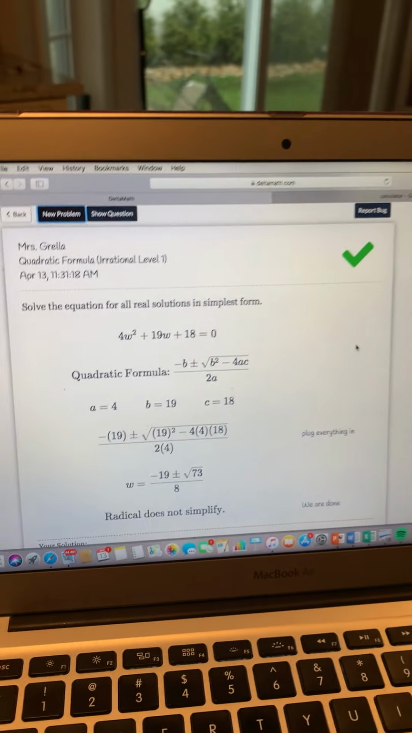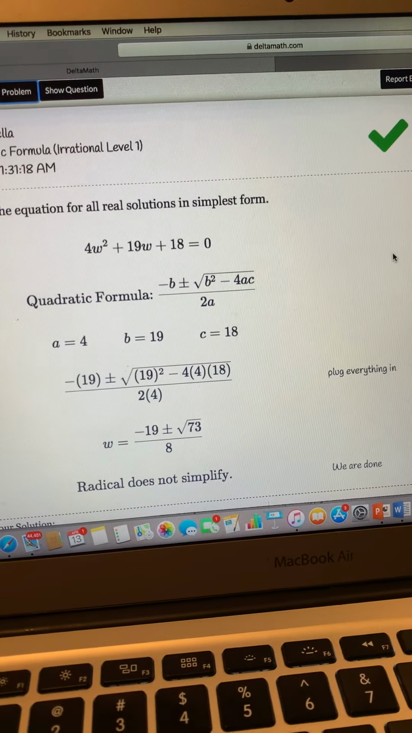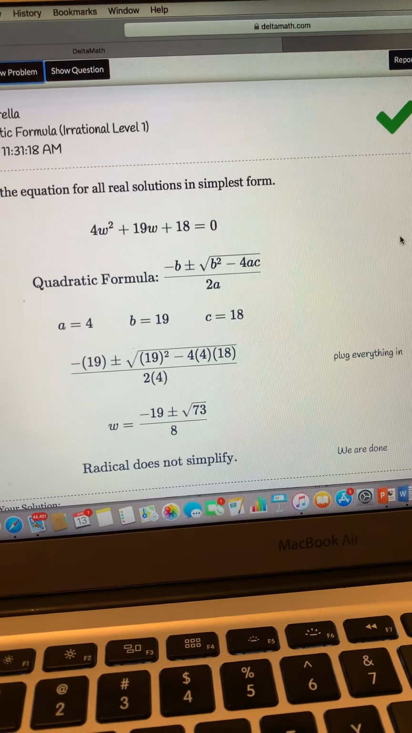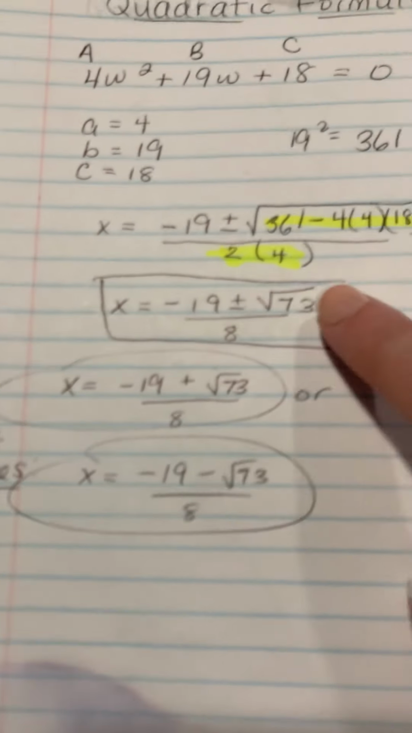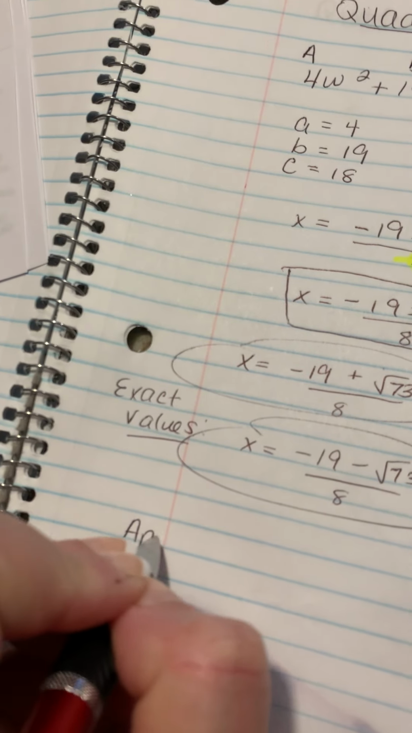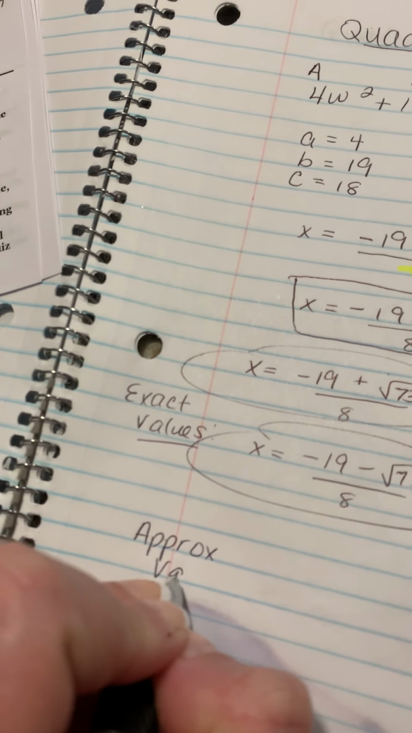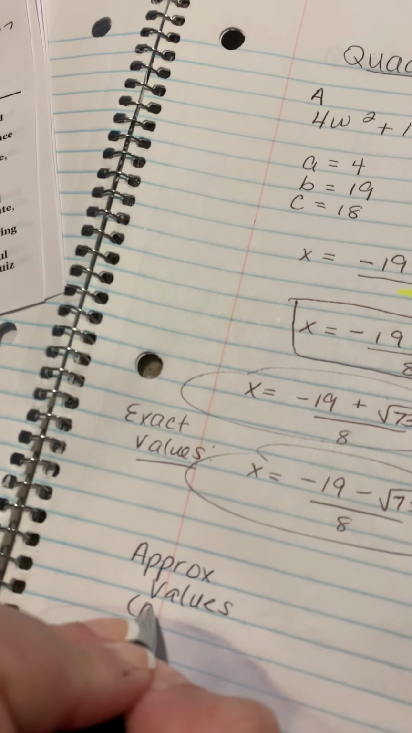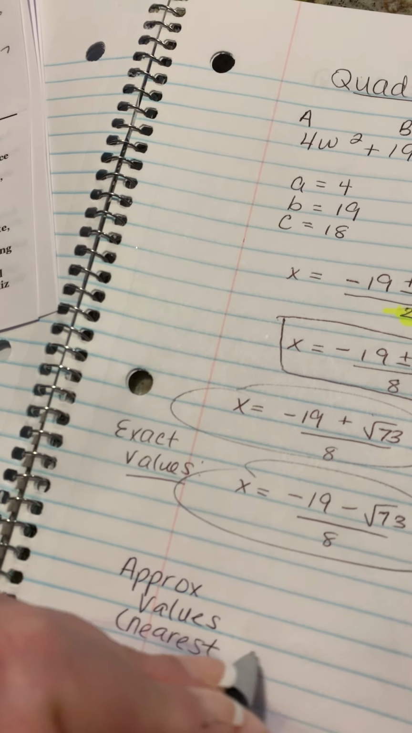The radical does not simplify. We'll get into that another day, if it simplifies, what to do with that. But for now, these won't simplify. But really, that's what your answer is. But again, submit it on Delta like this. If they want approximate values, which they might ask also, let's say, the nearest 10th or something, nearest 100th, whatever. Let's do nearest 10th.